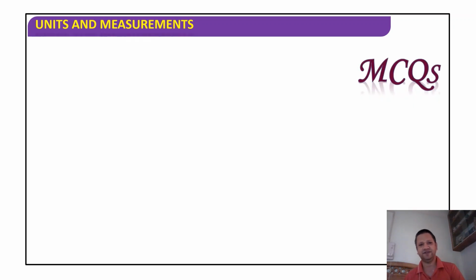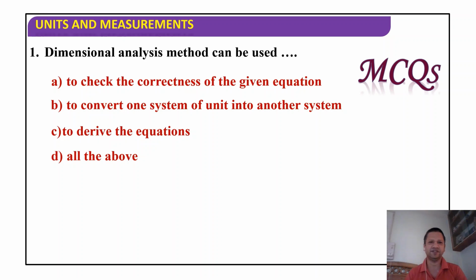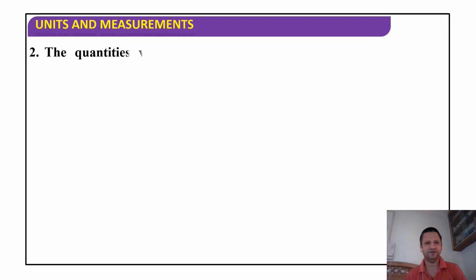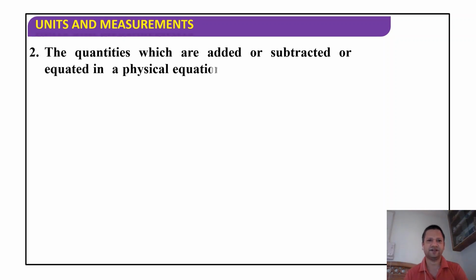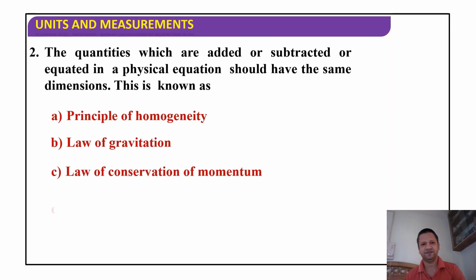Let us see what we have understood till now. These are the four options: dimensional analysis method can be used to check the correctness, yes; to convert one system into another, yes; to derive the equations of different physical quantities, yes; all are correct options. Come to the next one. The quantities which are added or subtracted or equated in a physical equation should have the same dimension. This is known as, yes, it's very well familiar, the principle of homogeneity. So this is the correct option.